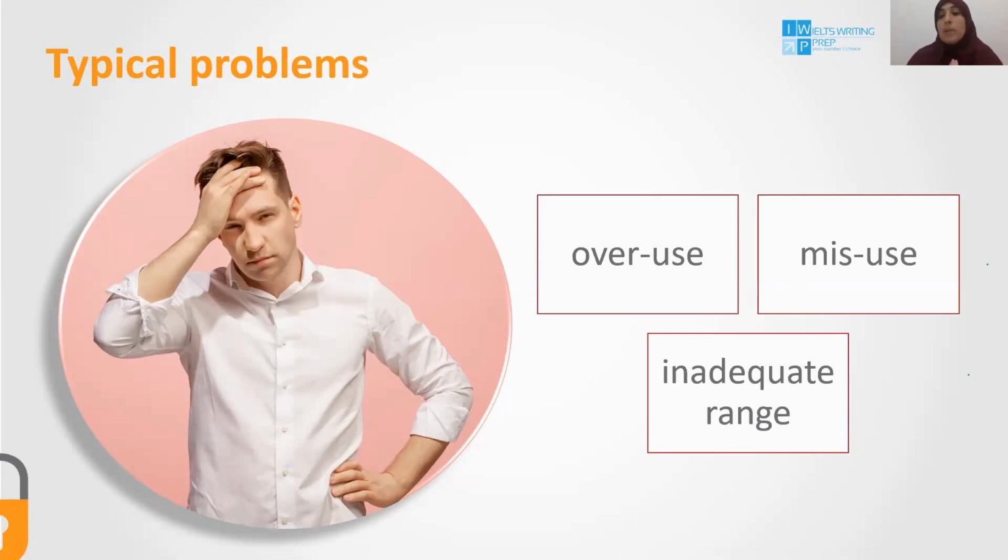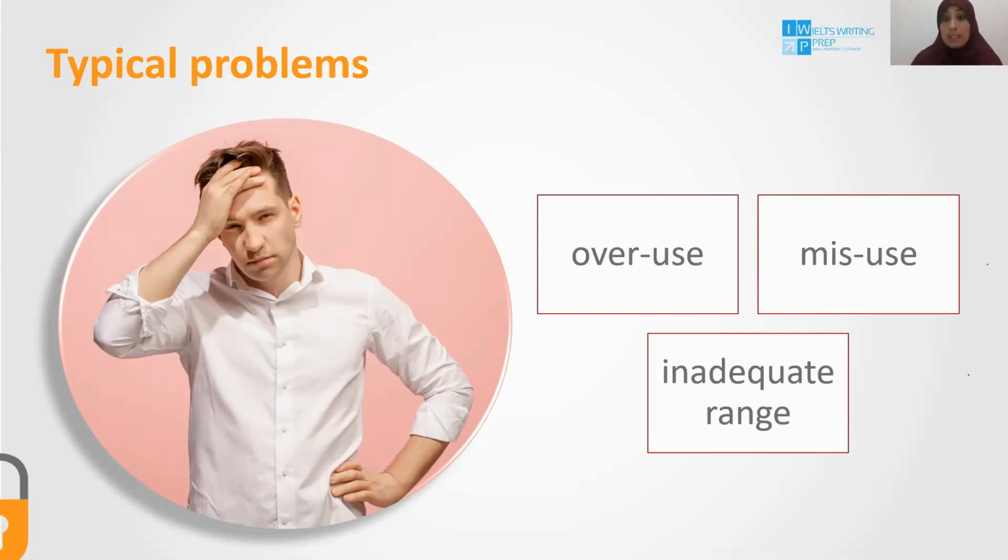Now, inadequate range, what most people understand is that I need to use a lot. And that's why they end up overusing linking words. But in fact, inadequate range has a different meaning. It means you have some flexibility. You know how to use different types of linkers, and you also position them in different places in the sentence. So they're not always placed at the beginning of the sentence.